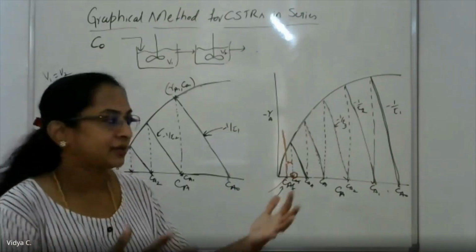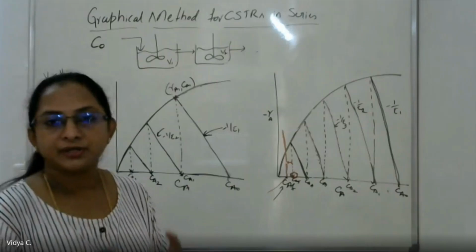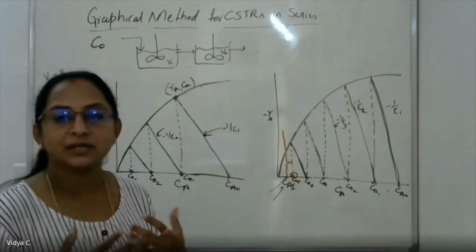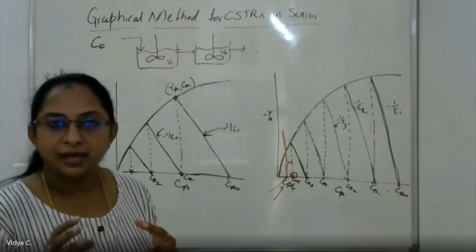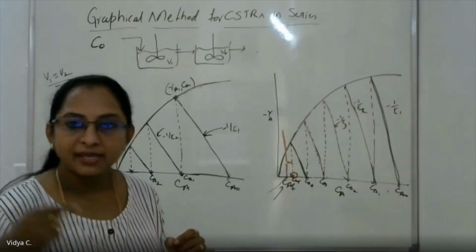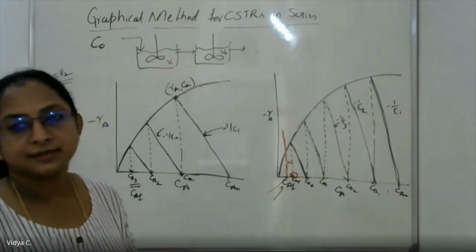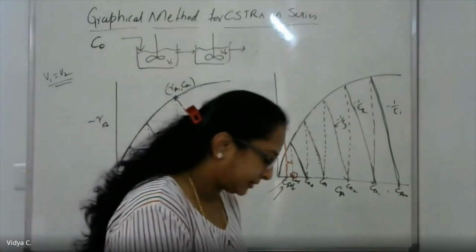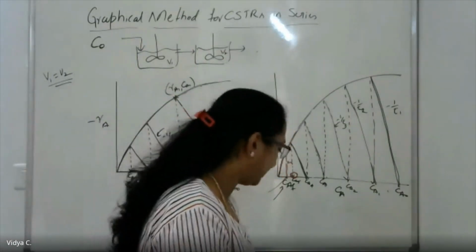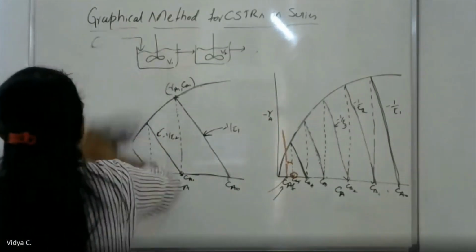I have some reactions going on. If I want to use CSTRs, how do I connect them? If I have equal sized ones, how do I connect them? If I have equal sized and I have to match the conversion, how do I connect them? All this is about multiple reactors. Very interesting topic, subject, chapter. Next is autocatalytic reaction.